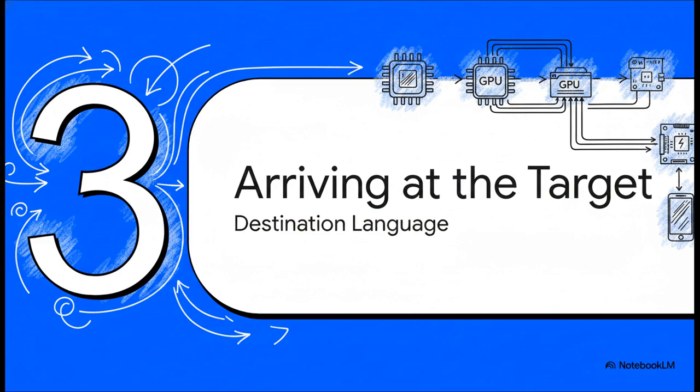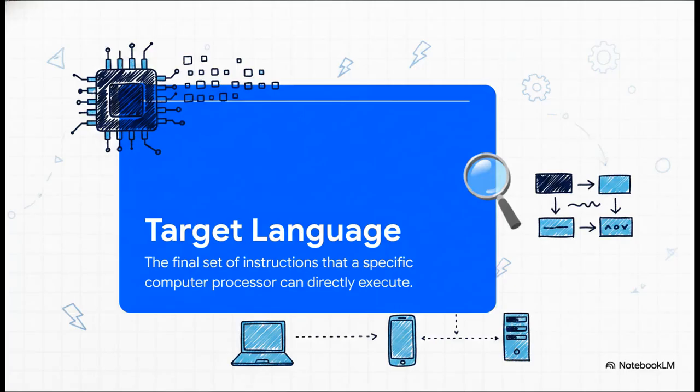All right, our code has been parsed, it's been analyzed, and it's been translated into this universal format. Now it's time for the final leg of the journey, turning it into a language for a specific machine. This destination language is called the target language, or target code. And it's exactly what it sounds like, the final, fundamental set of raw instructions that a particular CPU, like the one in your laptop or your phone, can understand and execute directly. This is it. This is the computer's true native tongue.